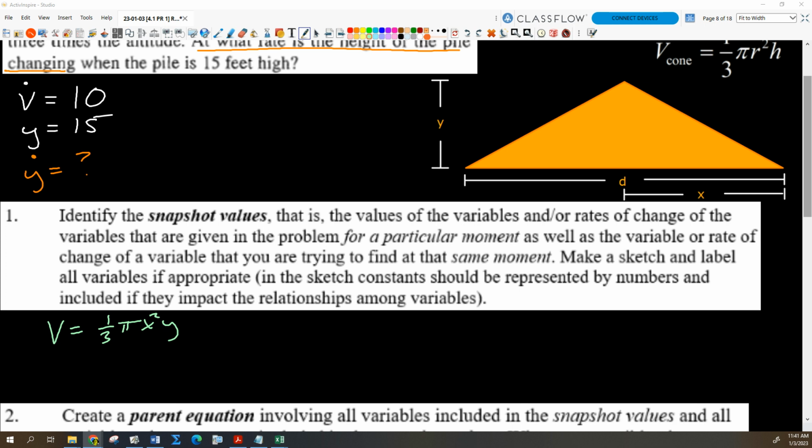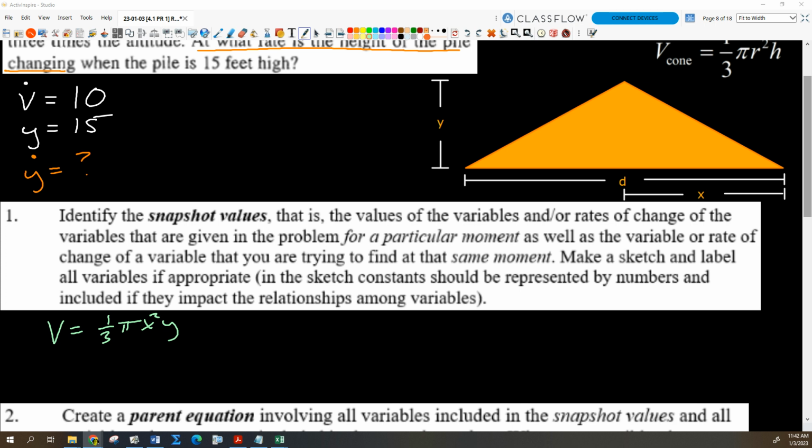Time. Yeah, we want to know with time, how is this thing changing, right? As time passes, sand is being dumped onto this pile and it's growing. So I want to know, how are these quantities changing with time? So I've got to implicitly differentiate with respect to t, because I've got these dots here. Okay? Question, comment?